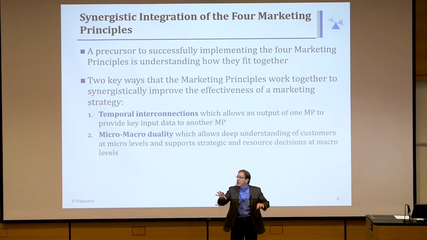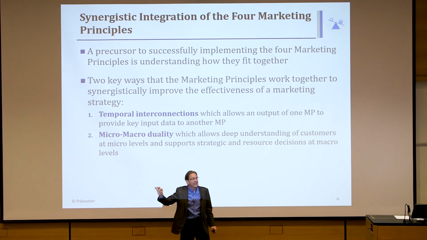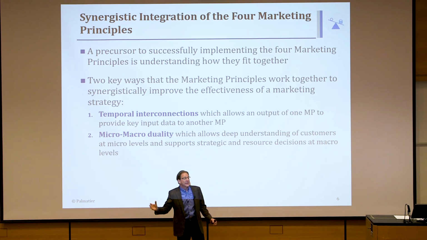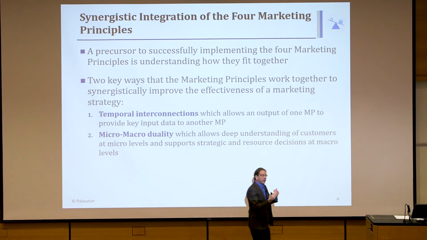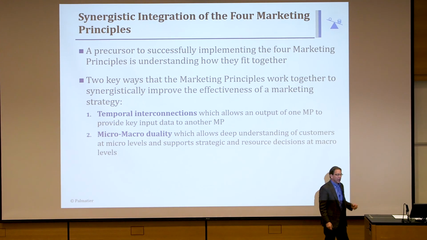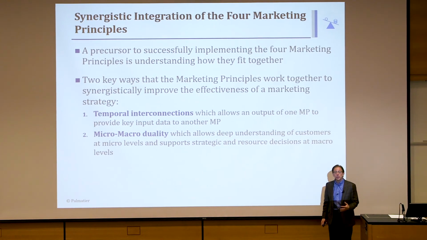So I need to study things at the individual level to get to the micro insights, but then I ultimately have to make my decisions at a macro level. How much am I going to spend on advertising? So we need to balance those 2 needs: insights at the low level, execution at the macro level.